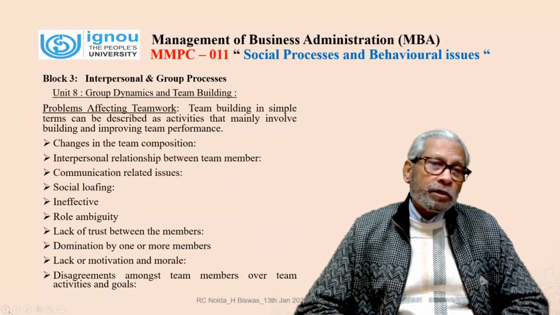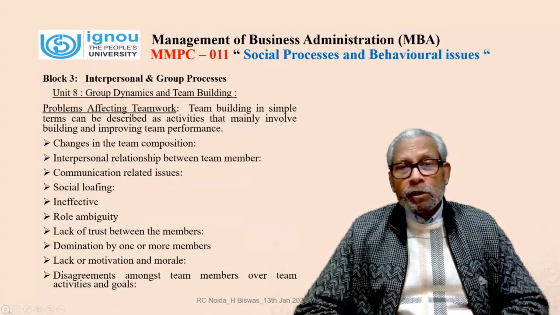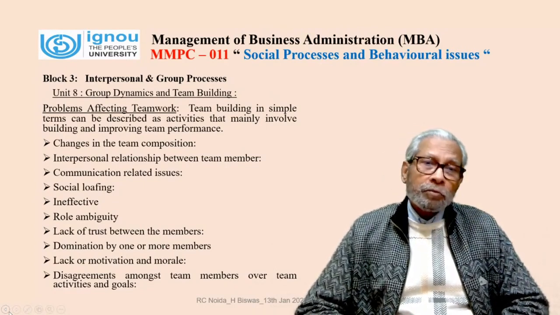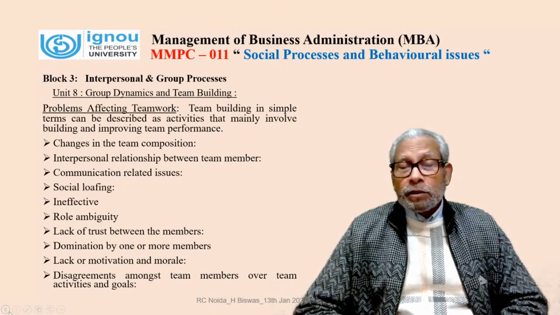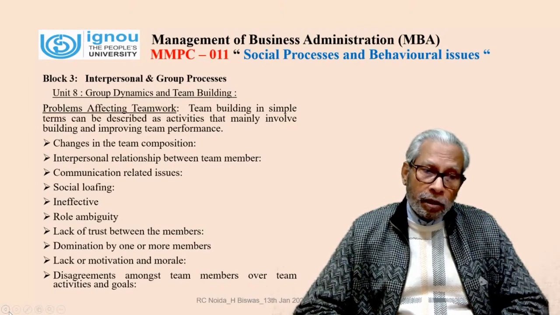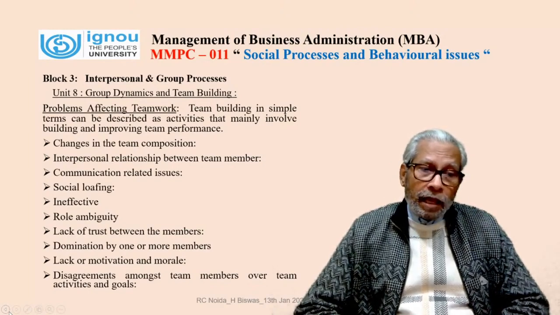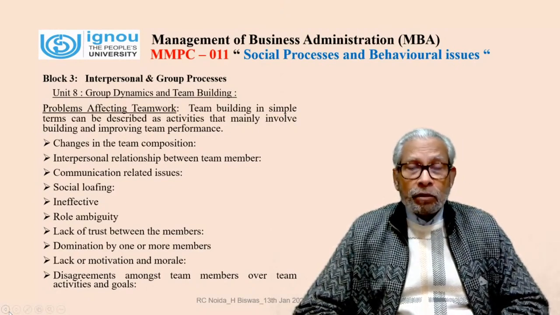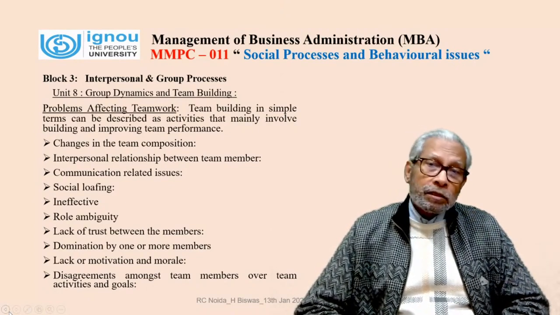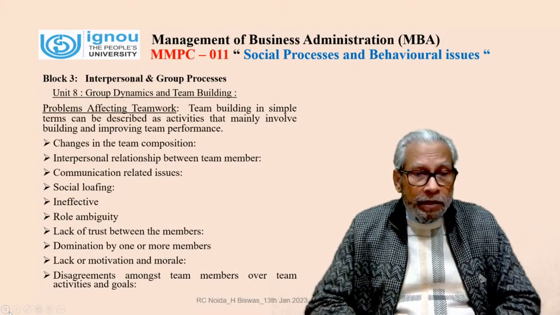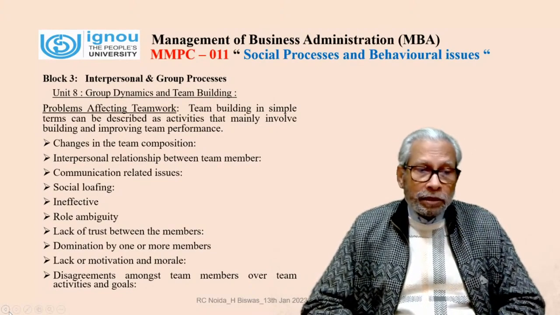If somebody is dominating others, what happens to the others under domination? Some of the employees cannot work, they cannot show their actual productivity. So that is also affecting the team building. Then lack of motivation and morale, because motivation is not there at all and morale is not good. So that is also affecting the team. Then disagreements among team members over the team activities and goals.